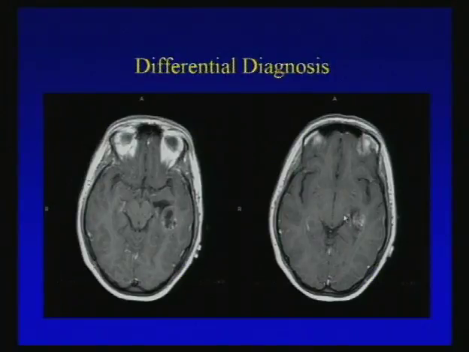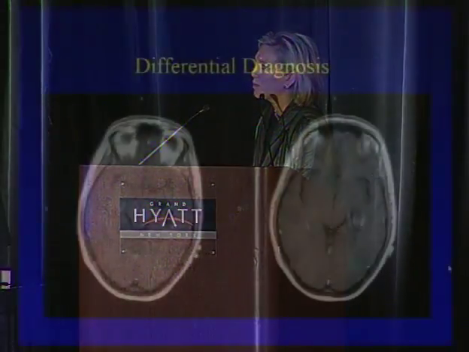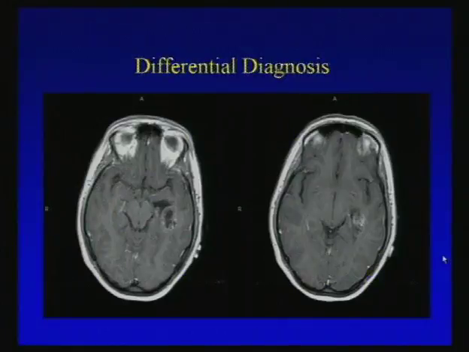So you might think of a cavernous malformation. On the gradient echo images, which I'm not showing you, there was no circumferential rim. So you have to think of other diagnoses. This could be, as we said before, a ganglioglioma, a dysembryoplastic neuroepithelial tumor, or a low-grade astrocytoma. And this one turned out to be a ganglioglioma.